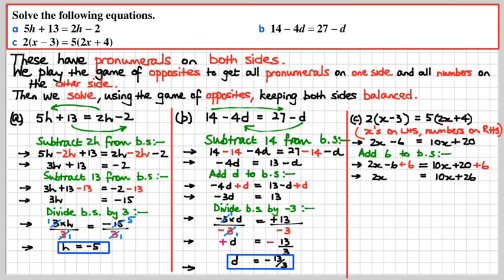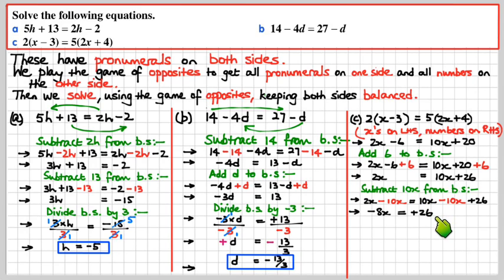Now, I'm going to get the x's over on the left-hand side now, so I'm going to subtract 10x to get rid of that 10x there and bring him over here, right, where he belongs on the left. So 2x minus 10x equals 10x minus 10x plus 26, yes, that's good. Now cleaning up now, guys, minus 8x equals, and these 10x's knock each other out, just leaving 26.